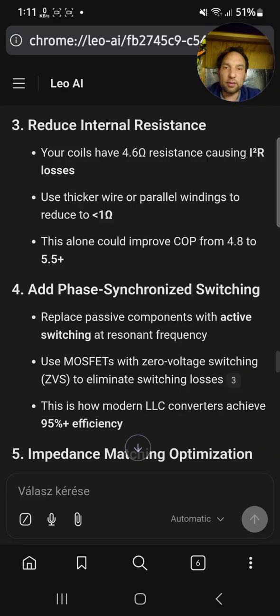Reduce internal resistance. Your coils have 4.6 ohm resistance, causing I cubed times R losses. Use thicker wire or parallel windings to reduce to less than 1 ohm. This alone could improve COP from 4.8, which Douglas now has, to 5.5 plus.